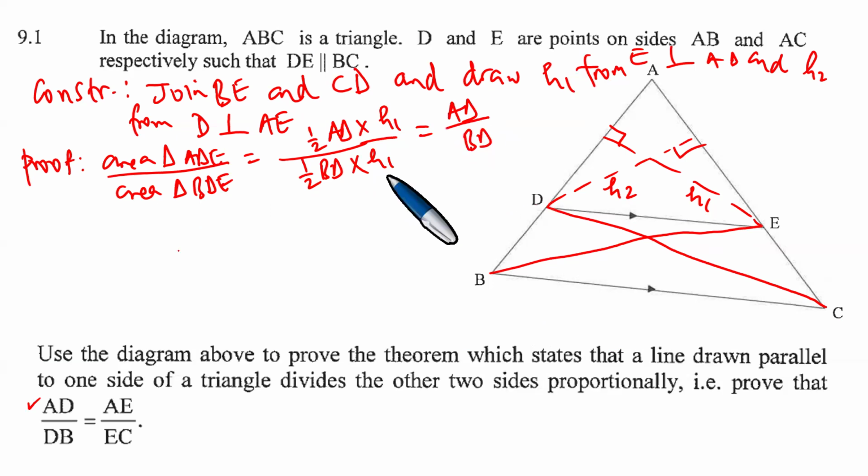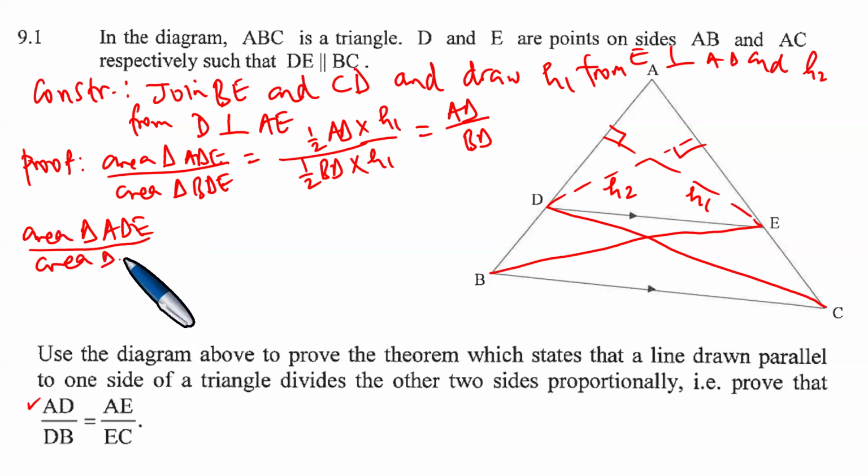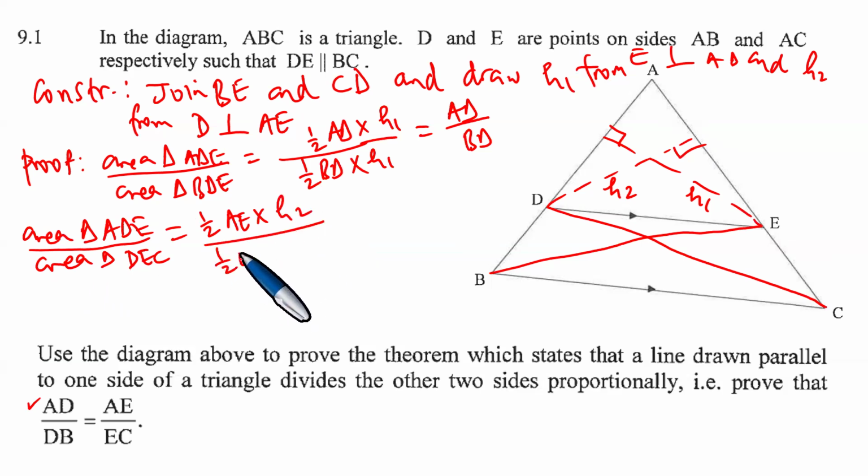That gives AD over BD. Now area of triangle ADE over area of triangle DEC. We have half AE times H2, divided by half EC. For triangle DEC, the base is EC and the height is H2. The half and H2 cancel out, giving us exactly AE over EC, just like that.